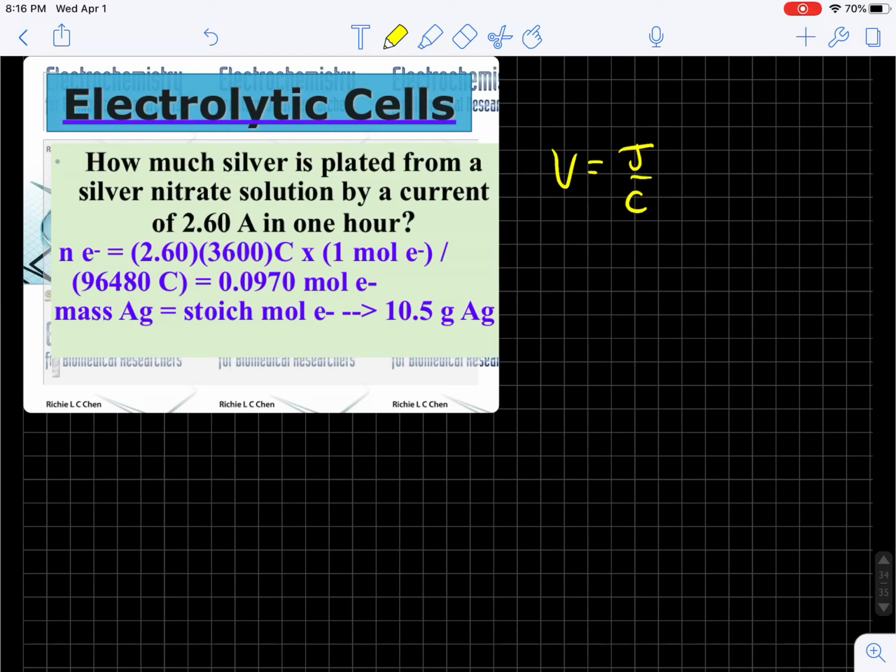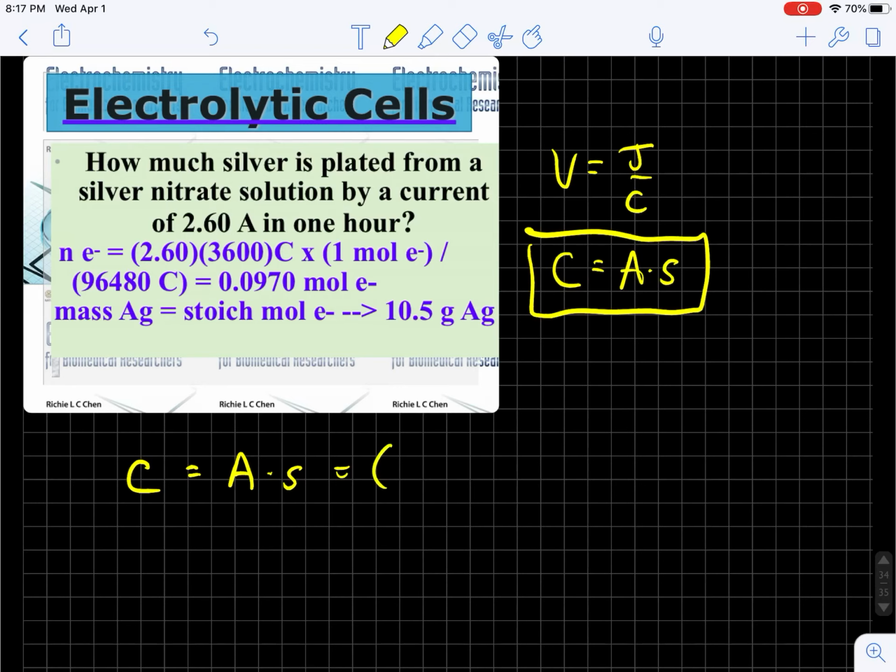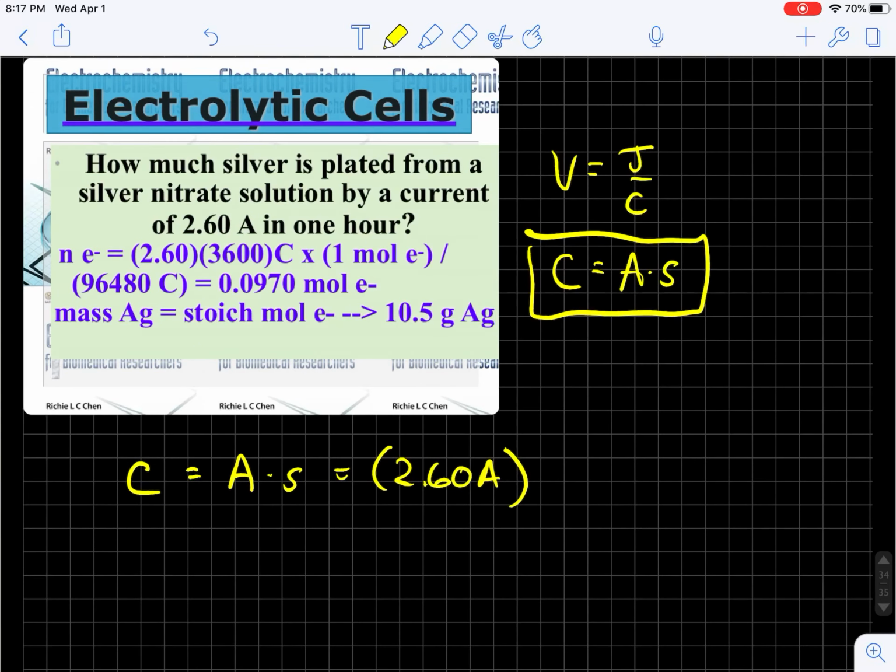again, voltage is joules per coulomb. So therefore, joules per coulomb, and we said that coulombs were an amp second. So I'm going to use this second relationship. Coulombs equals an amp second. So I'm going to calculate the number of coulombs of charge. They tell you the amperage. And we're going to multiply by the seconds. Now it's 1 hour. So we could work out that conversion, but 1 hour is 3,600 seconds.